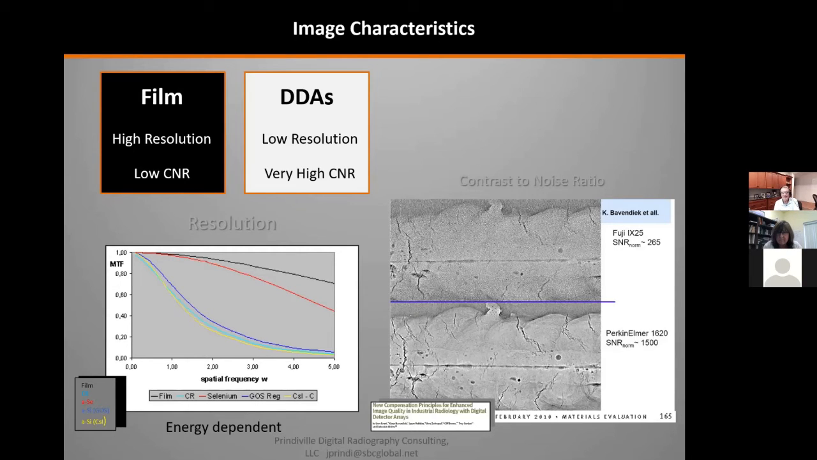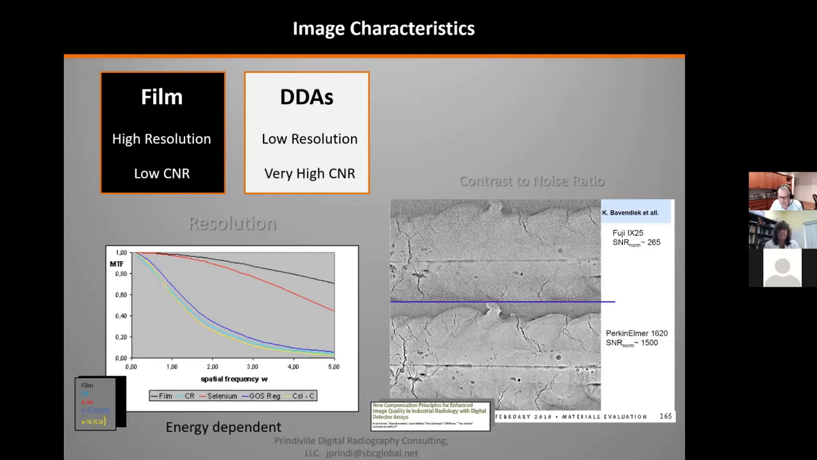Yet for years and years, those that jumped into digital real early, like the location I was at in 1978, we were doing better than film right from the start. We did not accept the low resolution issue. And the reason is film has very low contrast to noise. DDAs have very high contrast to noise, orders of magnitude better than film.